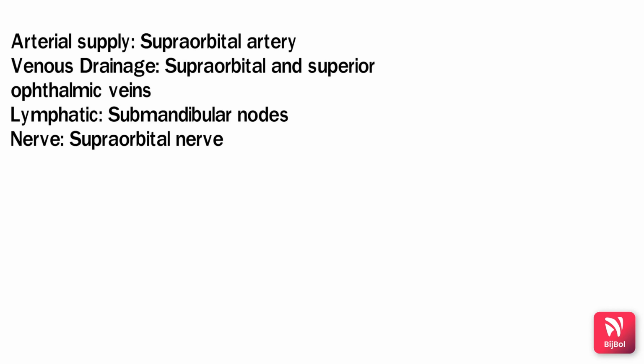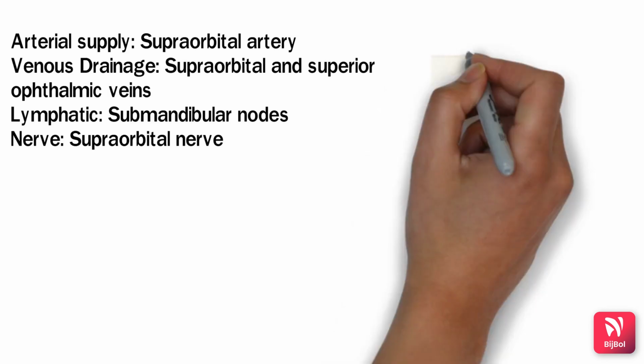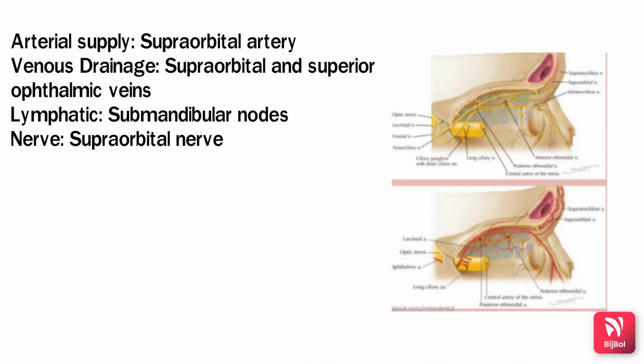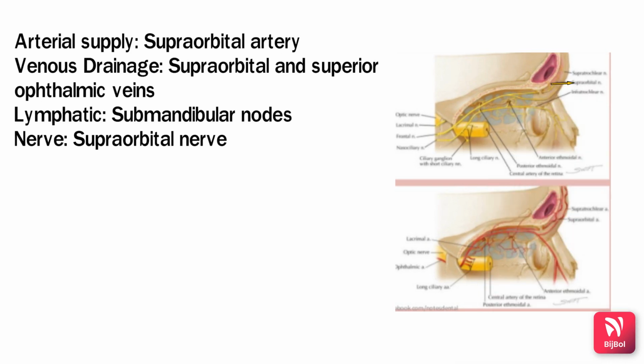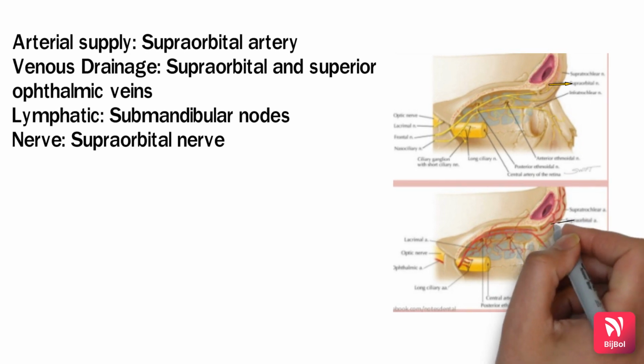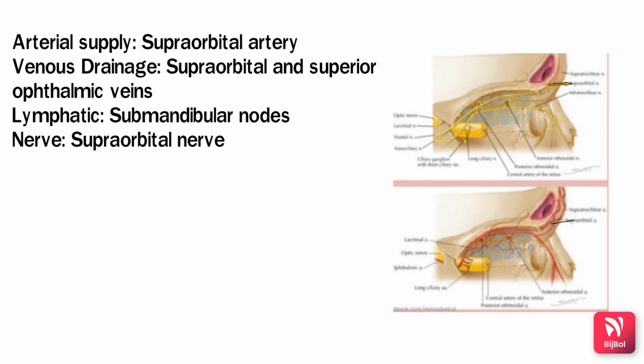Lymphatics are the submandibular nodes. Nerve is the supraorbital nerve. In this diagram, you can see the arterial and the nerve supply. The lower diagram indicates the arterial supply, mainly the supraorbital artery, and the upper diagram shows the nerve supply. The arrow mark indicates the supraorbital nerve. The other arrow indicates the supraorbital artery. This was about the arterial supply, venous drainage, lymphatics and the nerve supply.